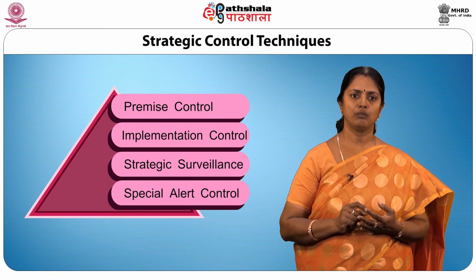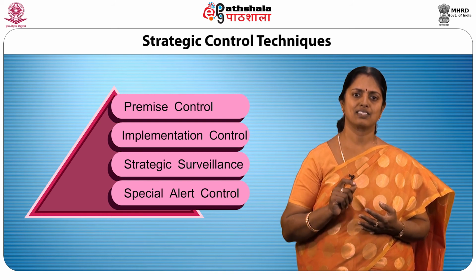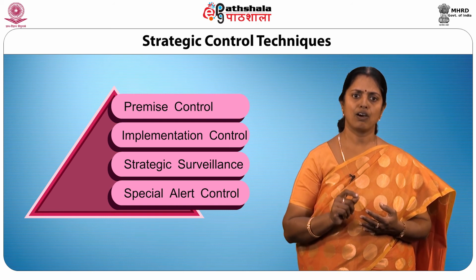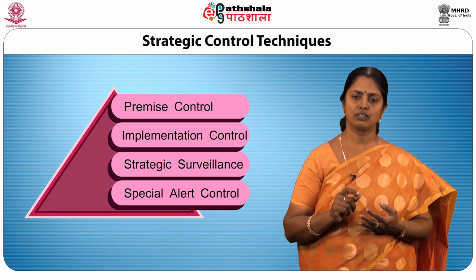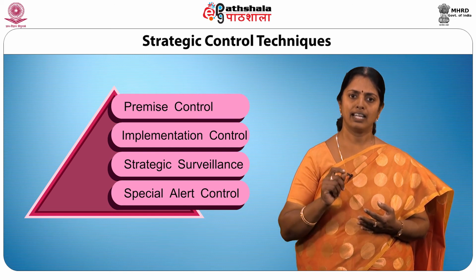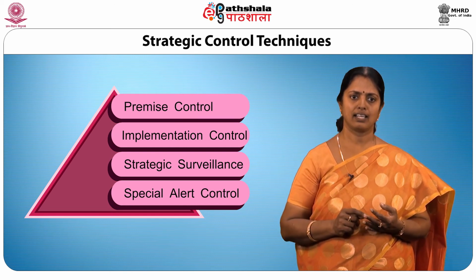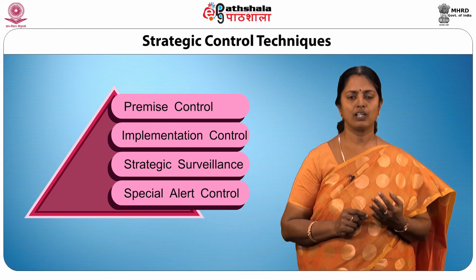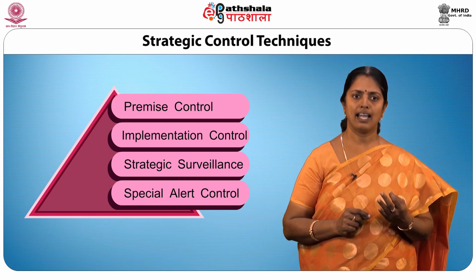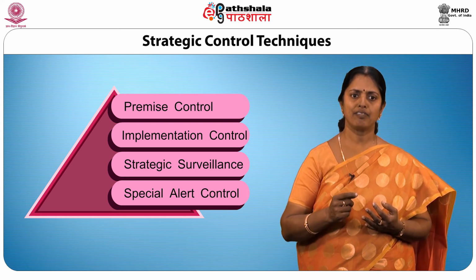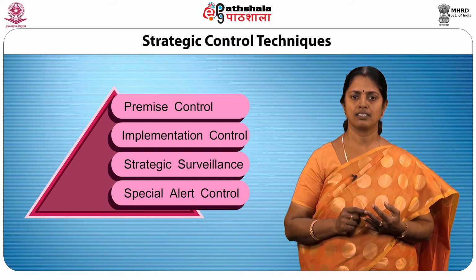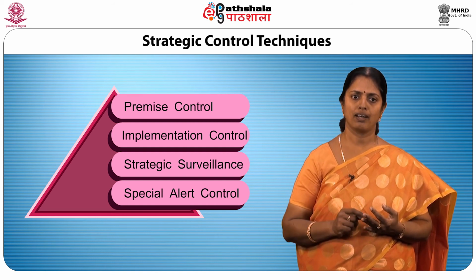The third technique involved in strategic control is the strategic surveillance. Strategic surveillance is a non-focused control designed to monitor a broad range of events inside and outside the organization that are likely to affect the new course of the strategy. It involves careful analysis of changes in the environmental and industry factors that may affect the course of implementing the new strategy. The fourth controlling technique is special alert control.